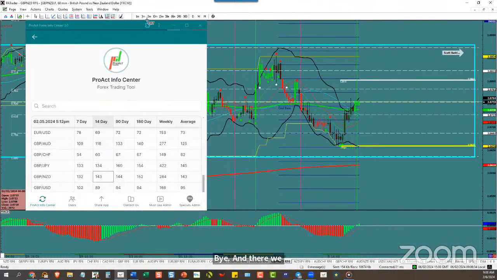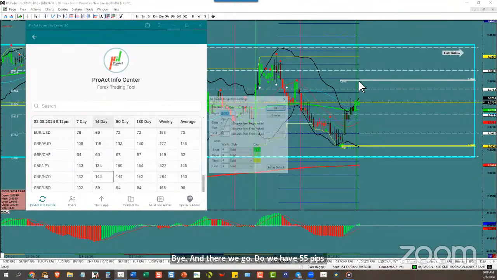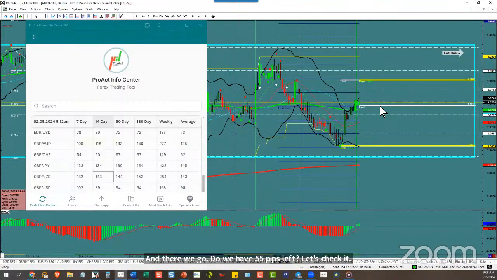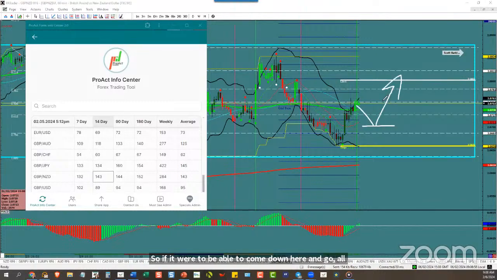Do we have 55 pips left? Let's check it. We don't. So we don't have 55 pips, because we'll get a break hook and it'll bounce above that 55 pips. So there's no trade on the Euro New Zealand. Now, if you get a pullback down in here, now you'll have a trade. If it were to come down in here, maybe to the 50% fib, now you'd have an opportunity, but you don't have an opportunity from up here.